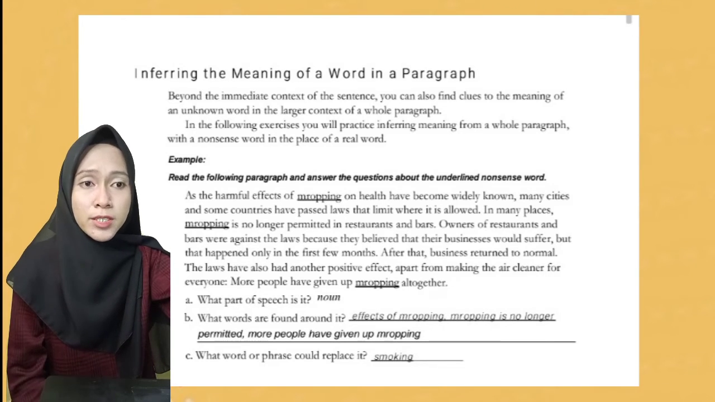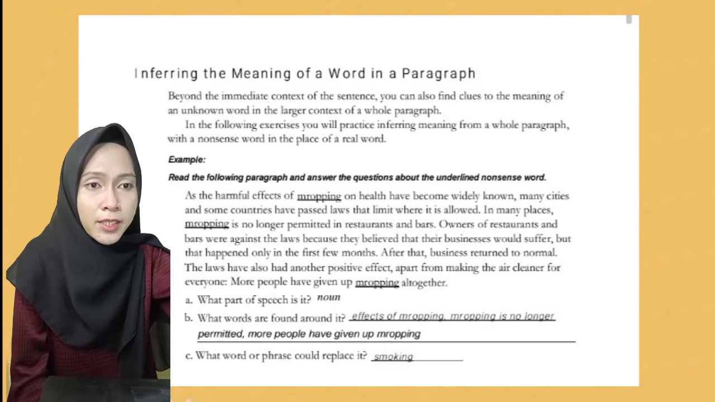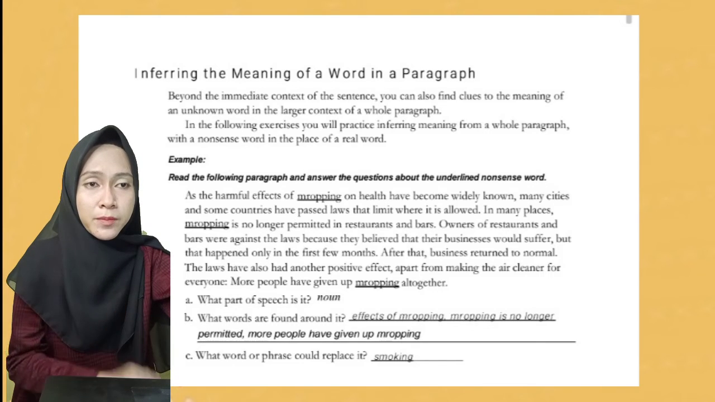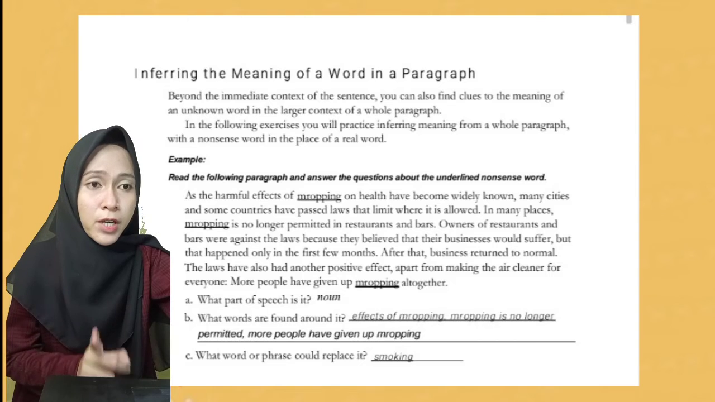And then B, what words are found around it? Effects of smoking, is no longer permitted, more people have given up smoking. So we just add the words around it. So we need to focus on smoking, and then we can add some words that are found around it.